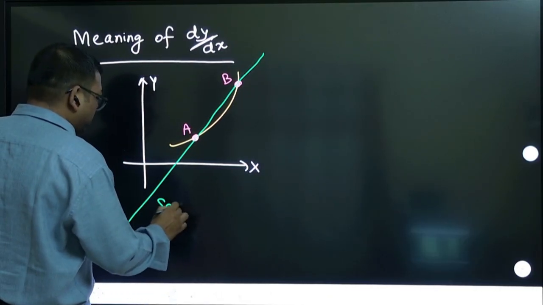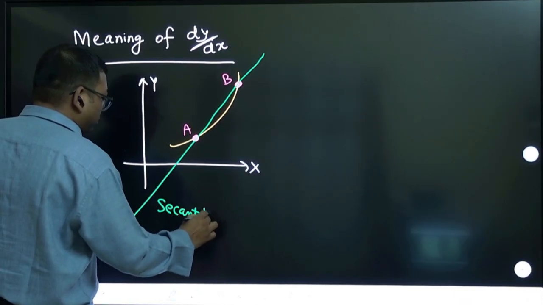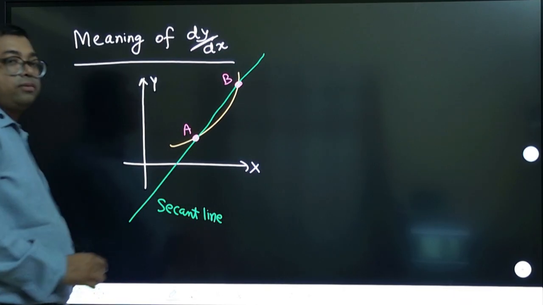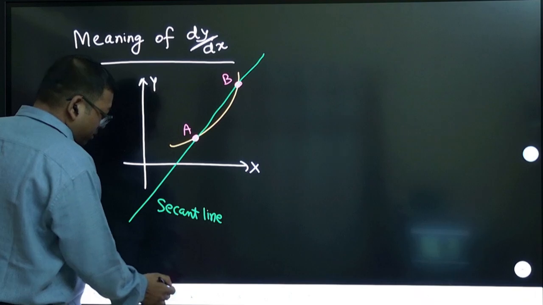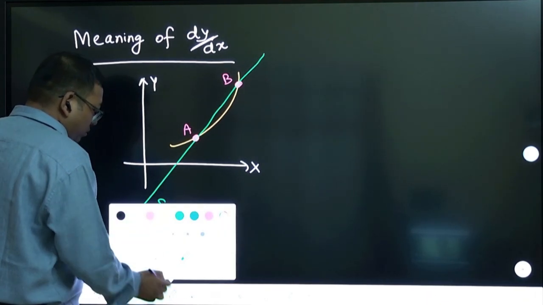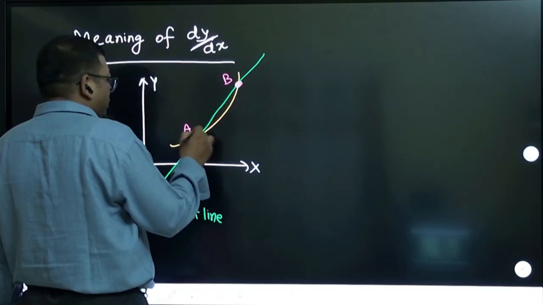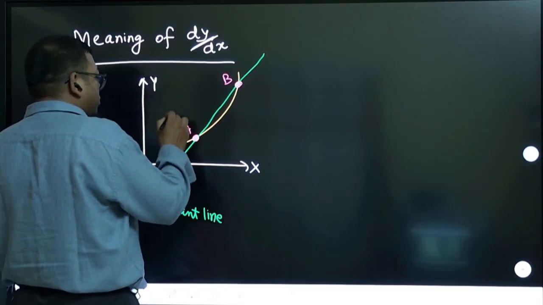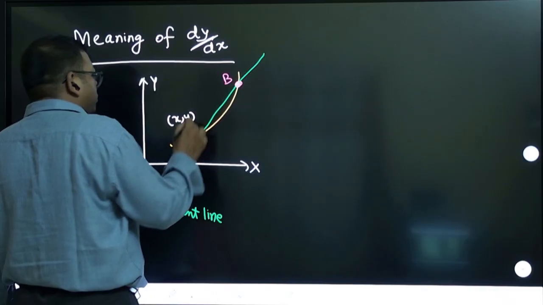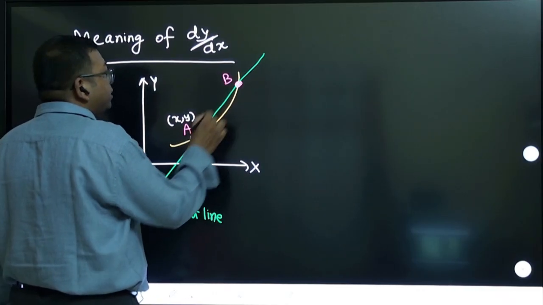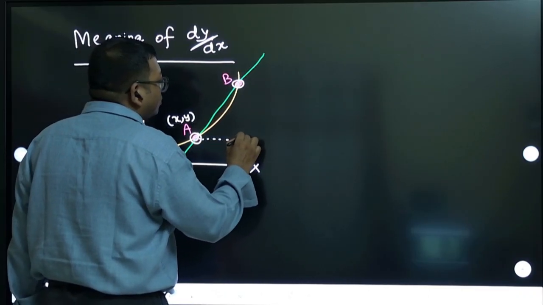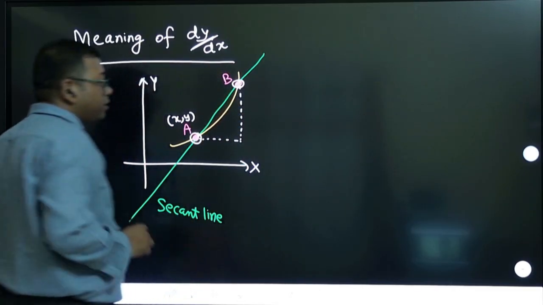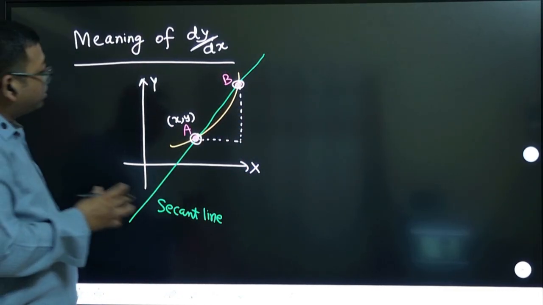This line is called secant line. Secant line, because this line is cutting the graph at 2 points. Now, suppose this point is x1 comma y1, or let us say this is x comma y. So if I want to go from this point A to point B, I need to change x, and I also need to change y. Both coordinates I have to change.